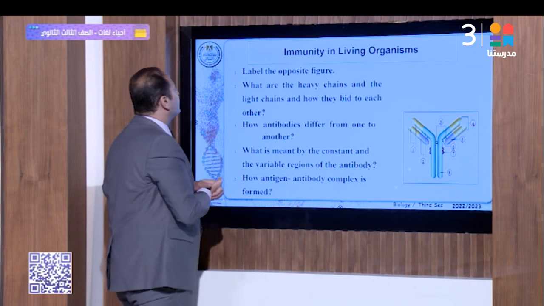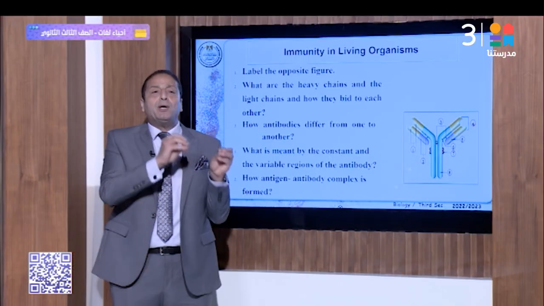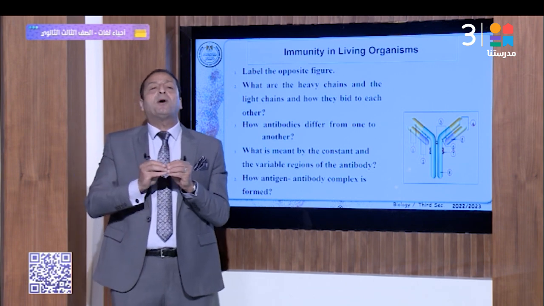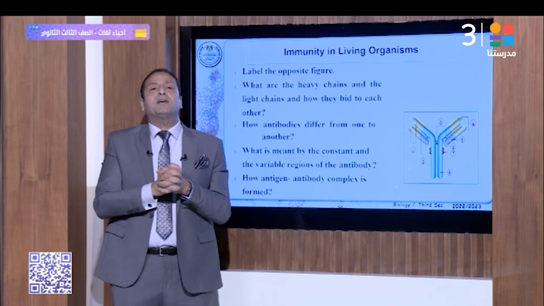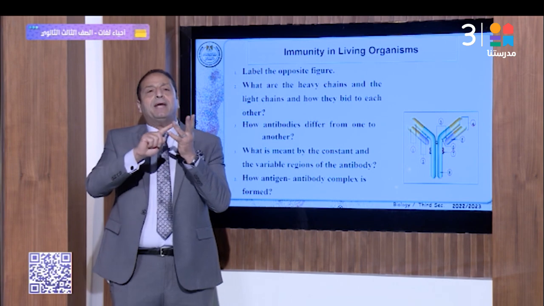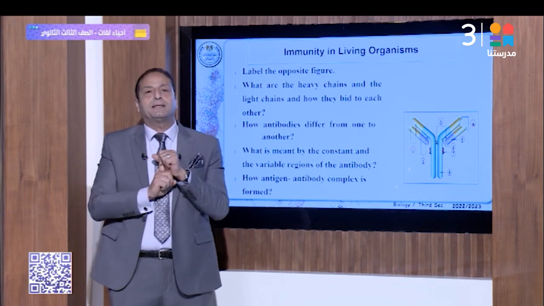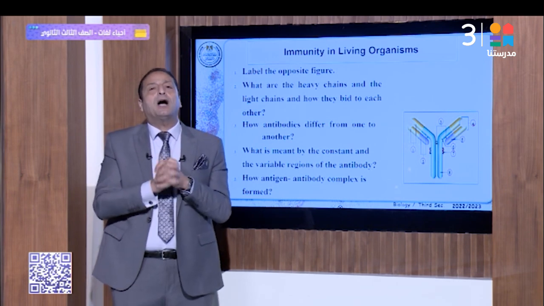Label the opposite figures. What are the heavy chain and the light chain and how do they fit to each other? This specific type is called antibody, a specific type of protein called immunoglobulin, symbolized by Ig. What is the type of antibody? IgM, IgA, IgG.